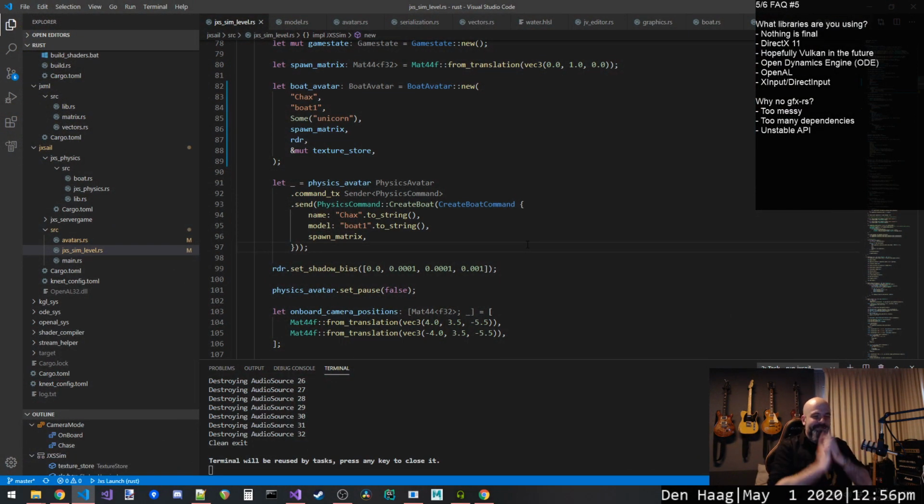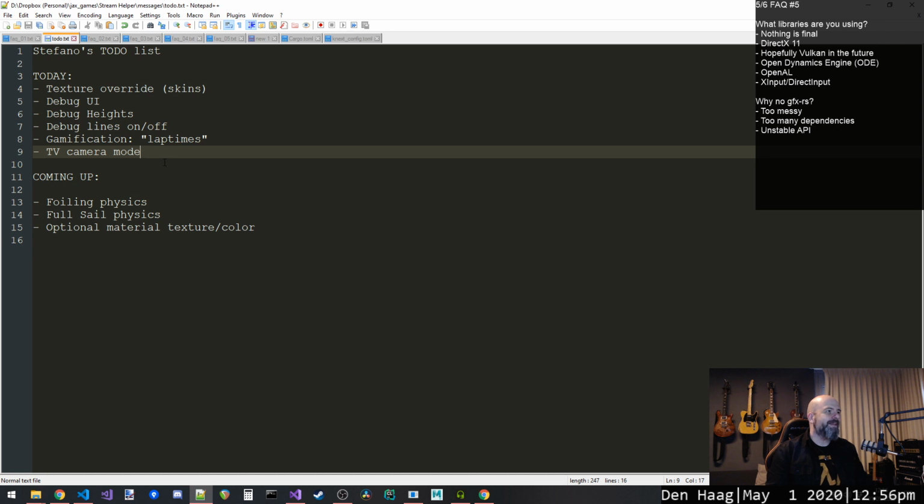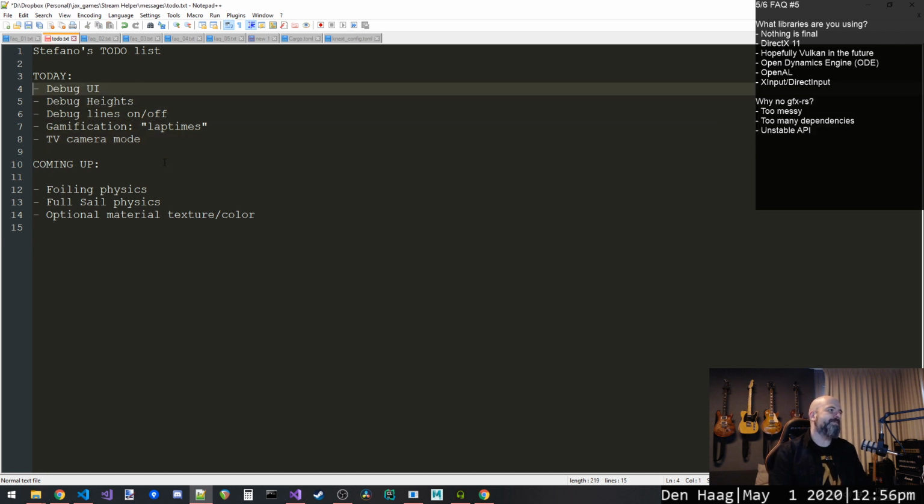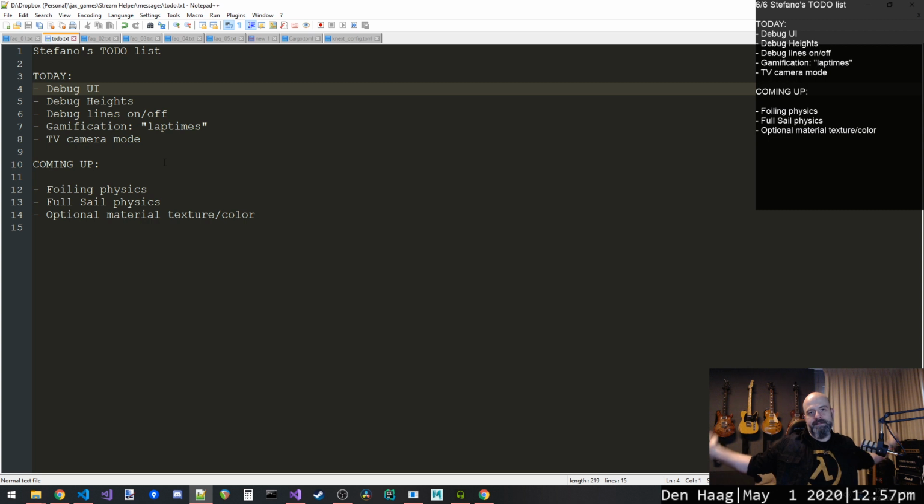Right. Okay. We're done with the texture override and it's 1 o'clock. And I think we can call it a day.